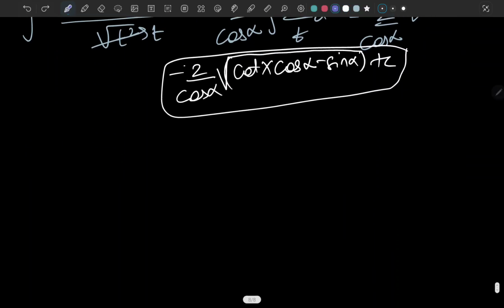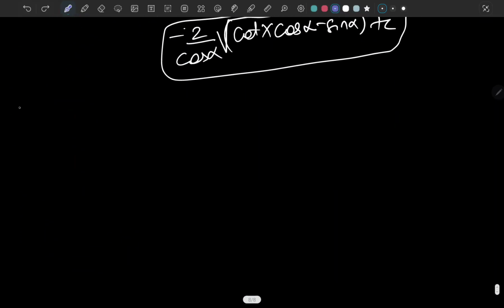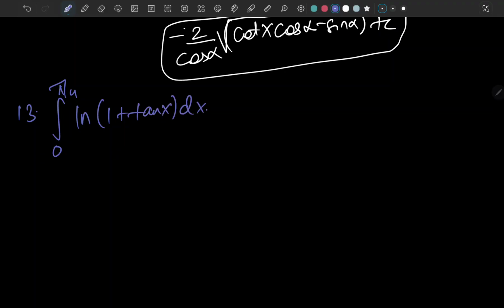And now we're heading towards another integral. This is the 13th integral, and again this is a very general integral that we usually look after. Integral from 0 to pi over 4 of ln of 1 plus tangent x dx. I think I should just tell how to do this. I don't need to do that properly because I have used the method that we are going to use in this specific integral earlier in this video.